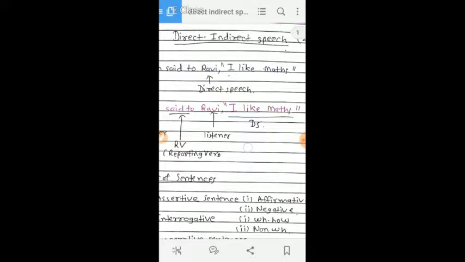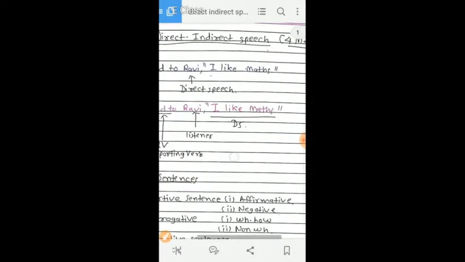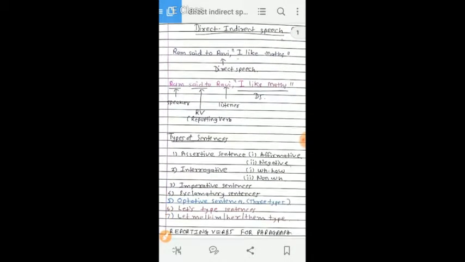The sentence is given in inverted commas because it is written as the speaker said. Look here: Ram is the speaker, "said to" is the reporting verb, Ravi is the listener, and "I like maths" is the direct speech.